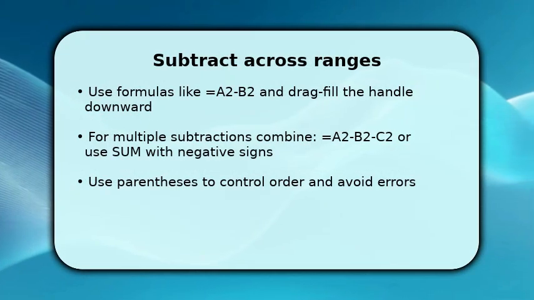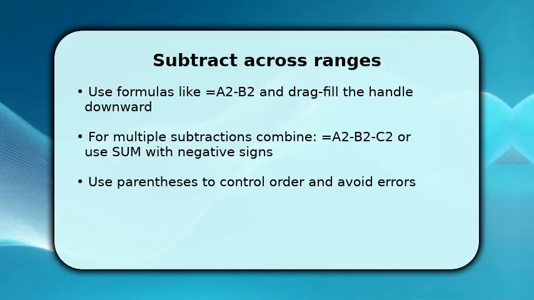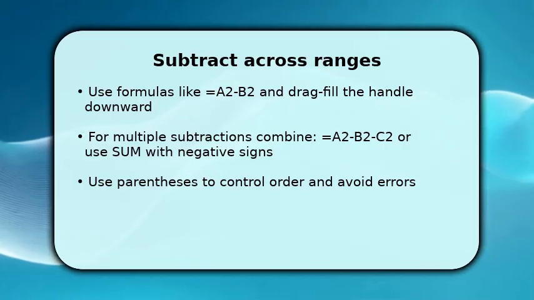Now expand to many rows or columns. Enter equals A2 B2 and drag the fill handle to copy the pattern. Excel adjusts references automatically. If you need several terms, write equals A2 B2 C2 or use equals A2 plus SUM, B2, C2 to keep things tidy.